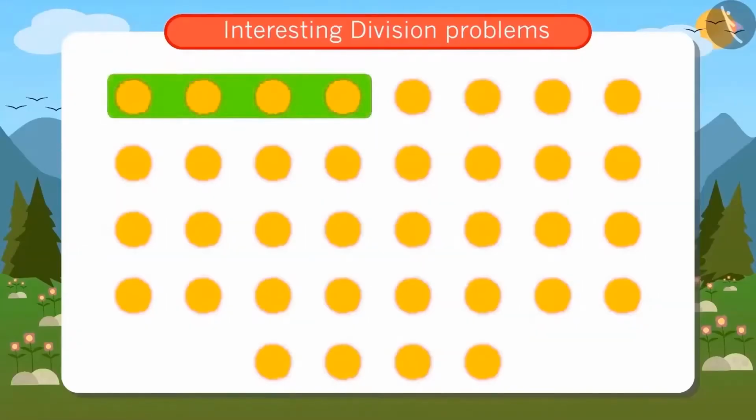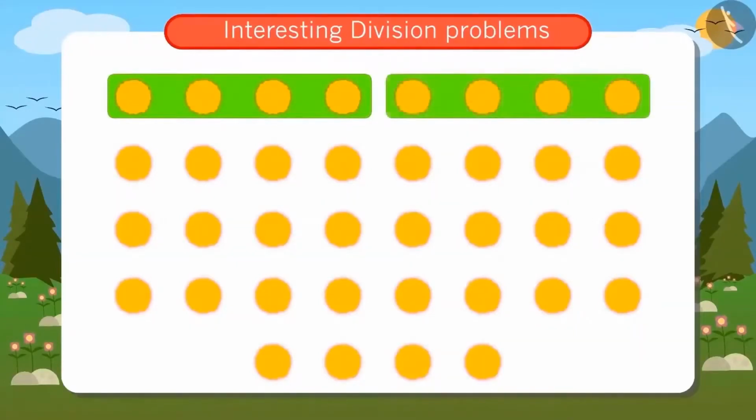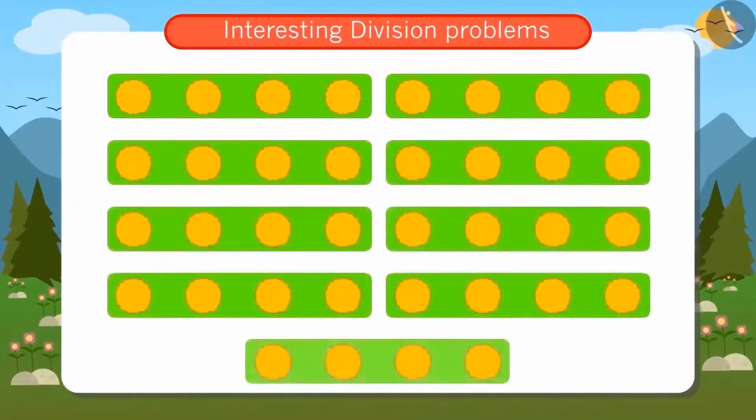I put these 4 laddus in a group. Out of the remaining laddus, let me put 4 laddus in the next group. In the same way, I make groups of 4 from the remaining laddus.